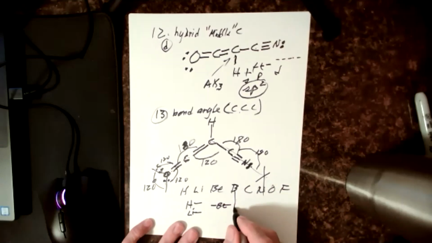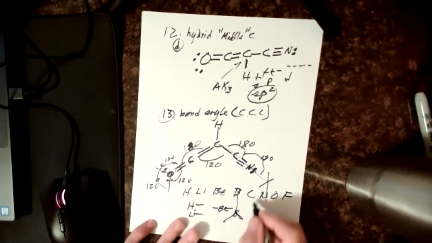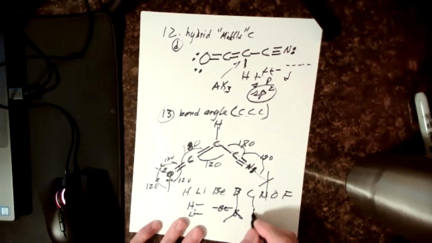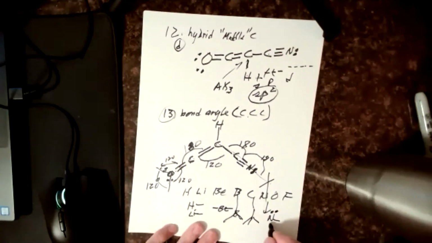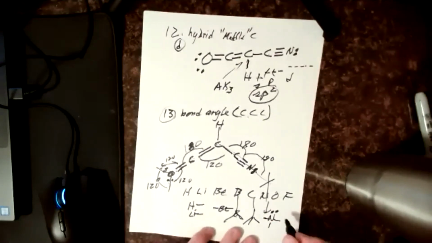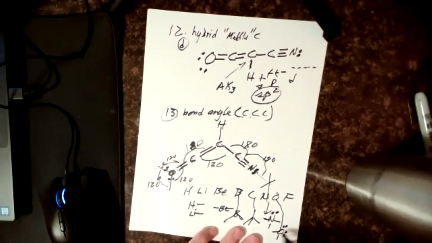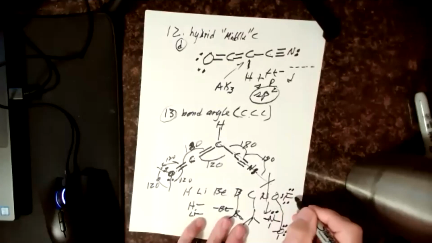Boron is in group 3. It's going to have 3 bonds, no lone pairs. Carbon is in group 4. It's going to have 4 bonds in all of its structures. Nitrogen in all of its structures is going to have 1 lone pair and 3 bonds, always, forever. And oxygen is going to have 2 pairs and 2 bonds. And fluorine is going to have 3 pairs and 1 bond.